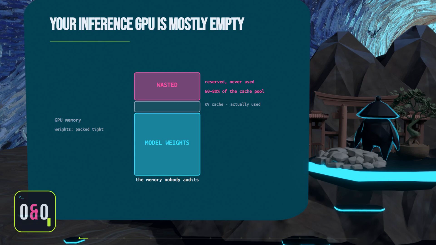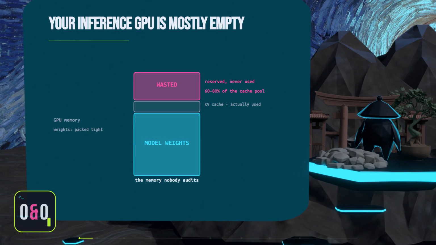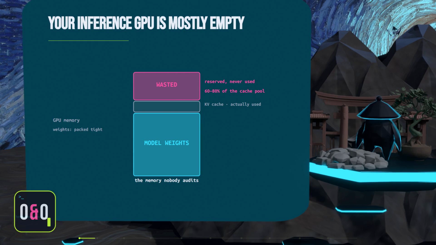And the fix did not come from new hardware. It came from a 1960s operating systems idea, paging, and it multiplied serving throughput by up to 24 times. Same GPU, same model, 24 times more tokens out. Inference, it turns out, is a memory problem wearing a compute costume. So start with the honest question, what is this cache and why is it so big?